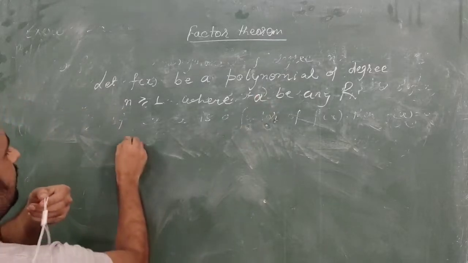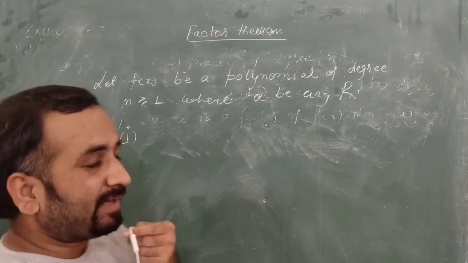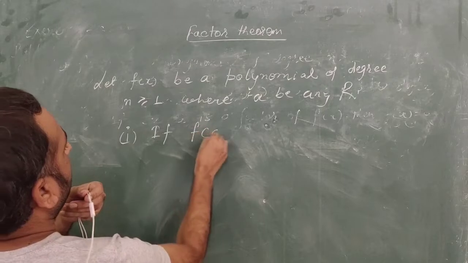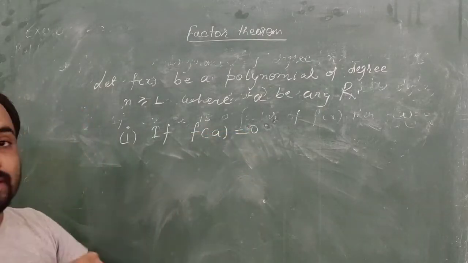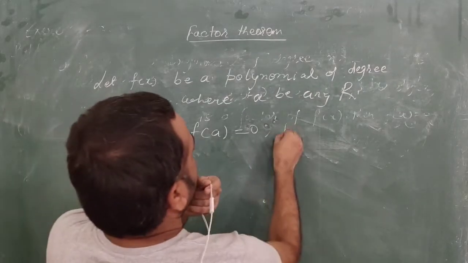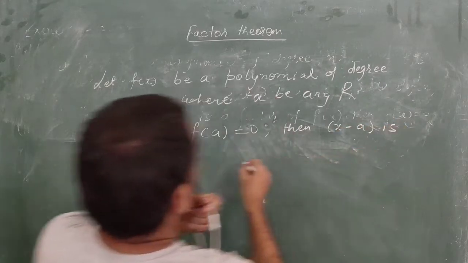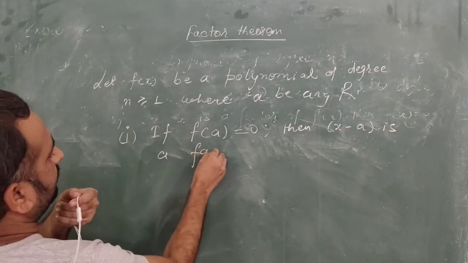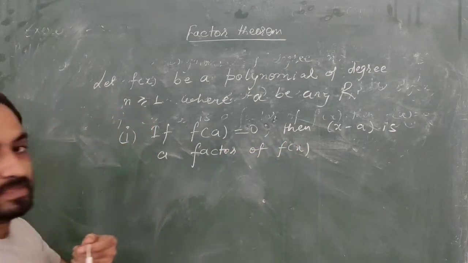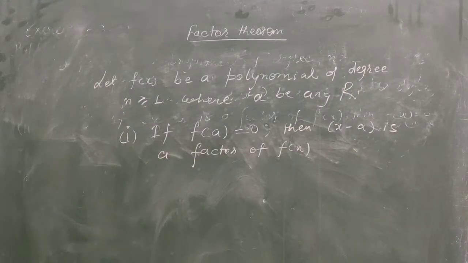Okay. Then there are two important steps. First, if f(a) is equal to 0, then what will happen? Then x minus a is a factor of f(x). Is it clear? Everything is clear, students? Yes. No problem.